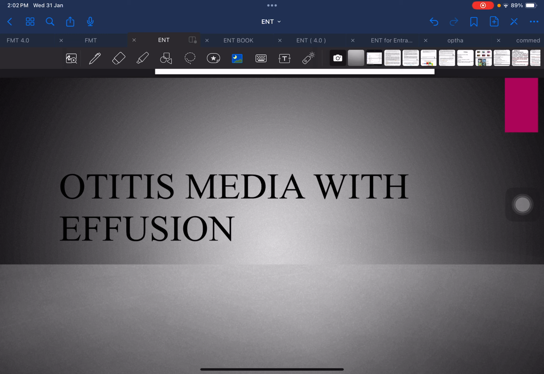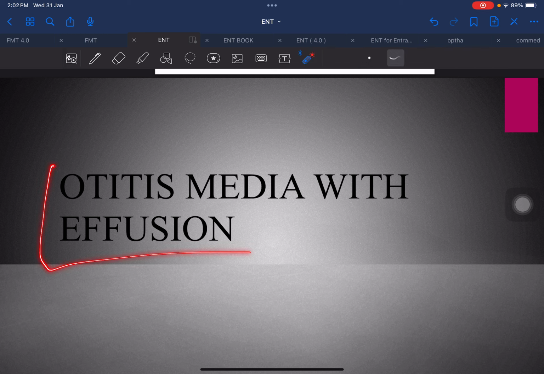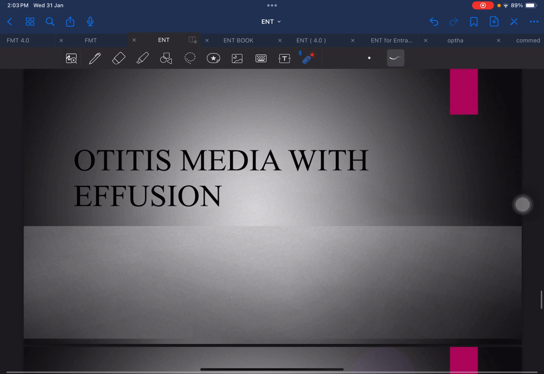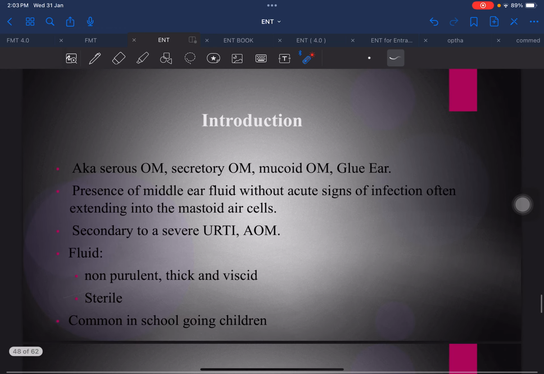So here we're talking about what? Otitis media with effusion, right? Now this is a several-times-asked question. It is asked several times in university exams, right? And talking about the years, it is asked in 2023, 2021, 2015, 2002. Now before getting into detail about otitis media with effusion, let's talk about its introduction.